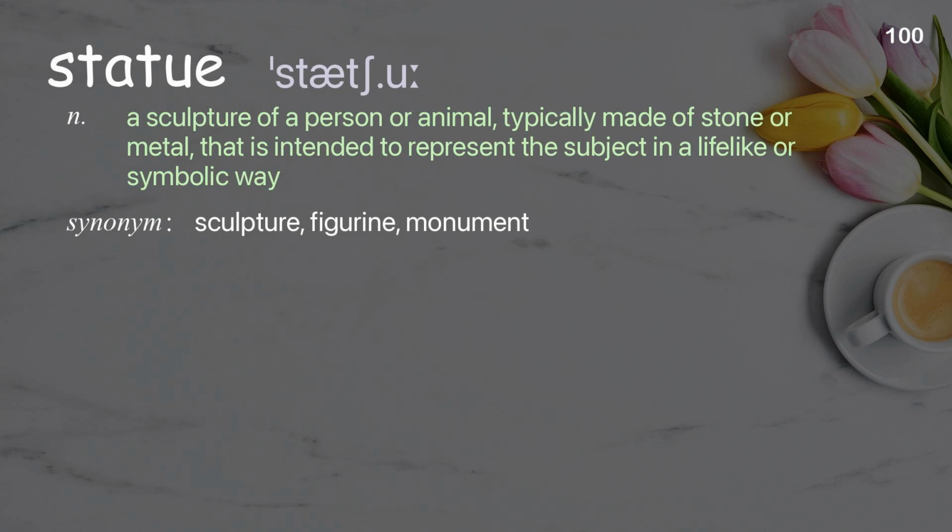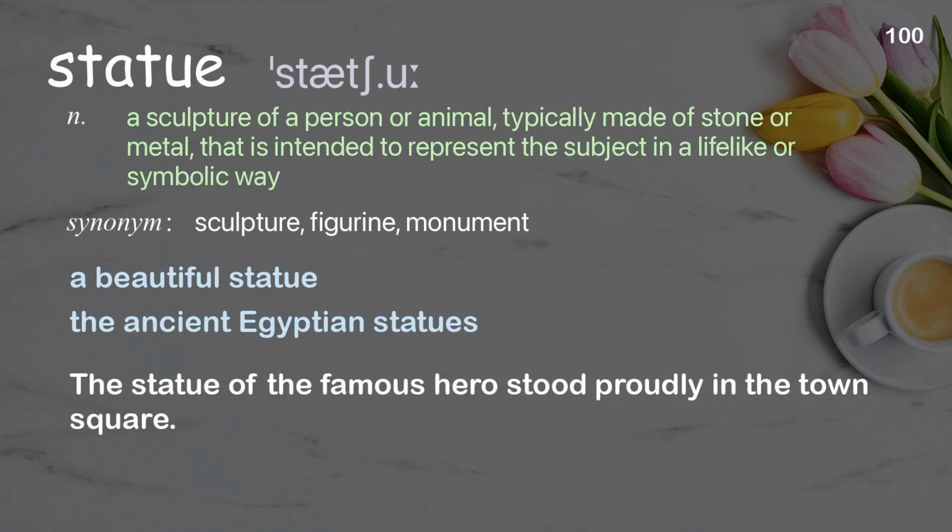Statue. A sculpture of a person or animal, typically made of stone or metal, that is intended to represent the subject in a lifelike or symbolic way. Examples. A beautiful statue. The ancient Egyptian statues. The statue of the famous hero stood proudly in the town square.